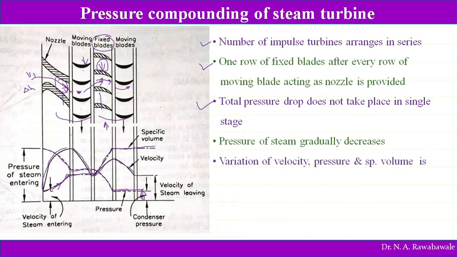The variation of velocity, pressure and specific volume is shown in this diagram. So pressure first reduces in the nozzle, whereas velocity increases in the nozzle. When the steam passes through the set of moving blade, velocity gets reduced, pressure remains constant. When this steam passes through the set of next fixed blades, then pressure falls because steam is expanded and velocity increases. Again, when this steam passes through the set of moving blade, velocity gets reduced, pressure remains constant. So this is how the variation of pressure, velocity and specific volume takes place in pressure compounding of steam turbine.